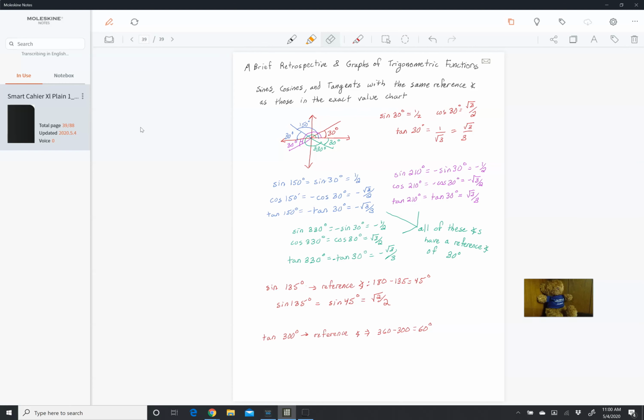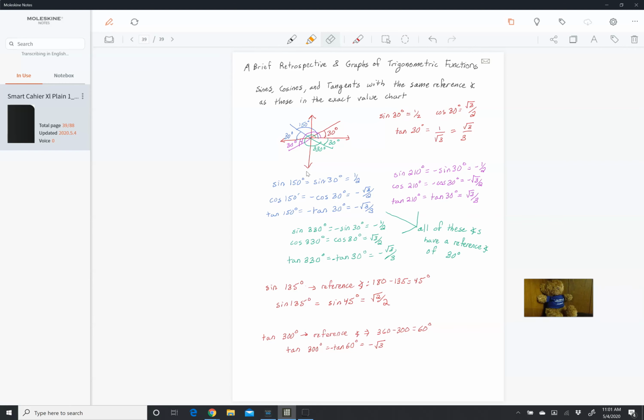Okay, so this is telling us that the tangent of 300 degrees equals the tangent of 60 degrees. But in quadrant 4, tangent is negative. So it's the negative tangent of 60. And the tangent of 60 is square root of 3. So the tangent of 300 degrees is negative square root of 3.